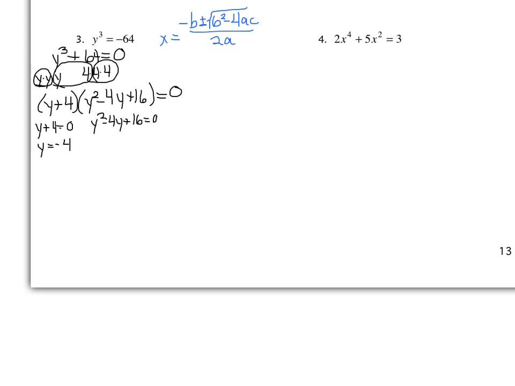So it's going to be y equals the opposite of b. If b is negative 4, our value is going to be positive 4, plus or minus the square root of b squared minus 4 times a, which is 1, and times c, which is 16. And we're going to put this all over 2 times a, which is 1. Okay, let's clean this up. We get 4 plus or minus the square root of negative 4, and then that's being squared.